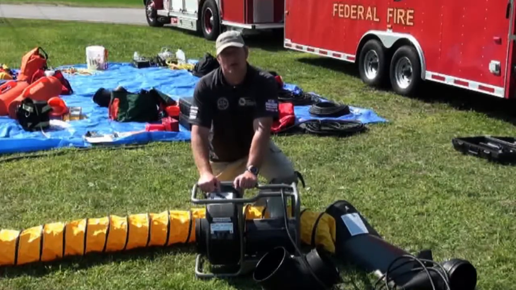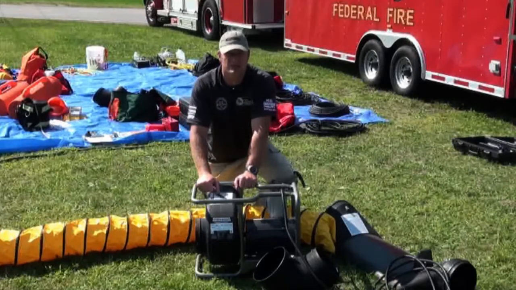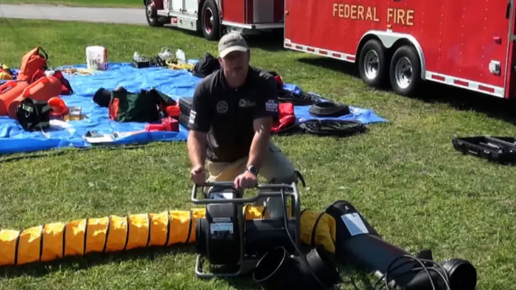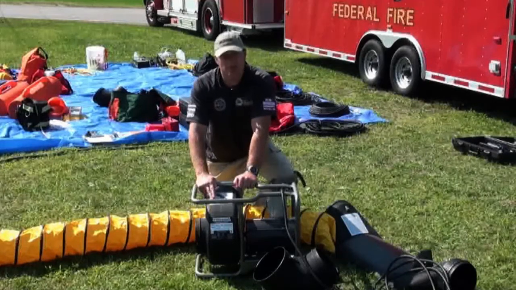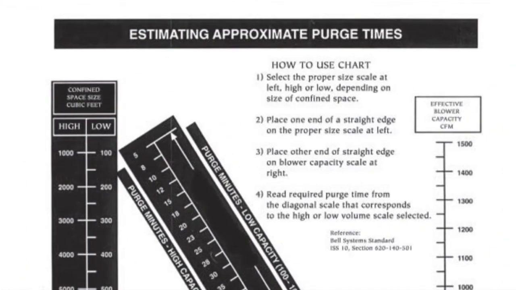For example, if we had a 10-foot wide by 10-foot high and 10-foot deep confined space, that would give us 1,000 cubic feet. We would then use that cubic foot number on the purge time chart, and we would cross-reference it with our overall CFM. So we've got a CFM scale on the right side of the chart if you're oriented to it correctly, and then you've got a volume of the space scale on the left side of the chart.